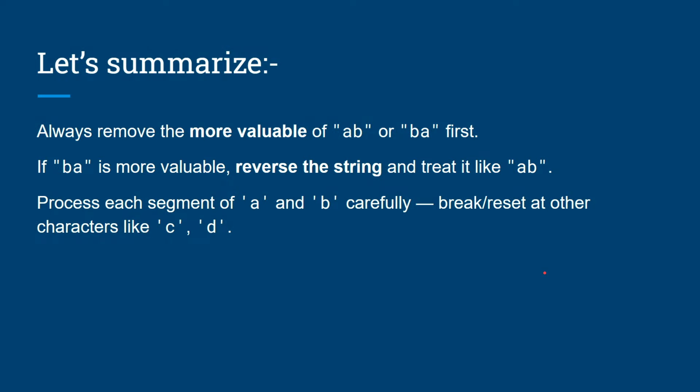Understand? So let's summarize. Always remove the more valuable of AB or BA first, so that you have to decide. Then if BA is more valuable, we'll reverse the string and treat it as AB. Then process each segment of A and B carefully and reset at other characters like C and D, right?